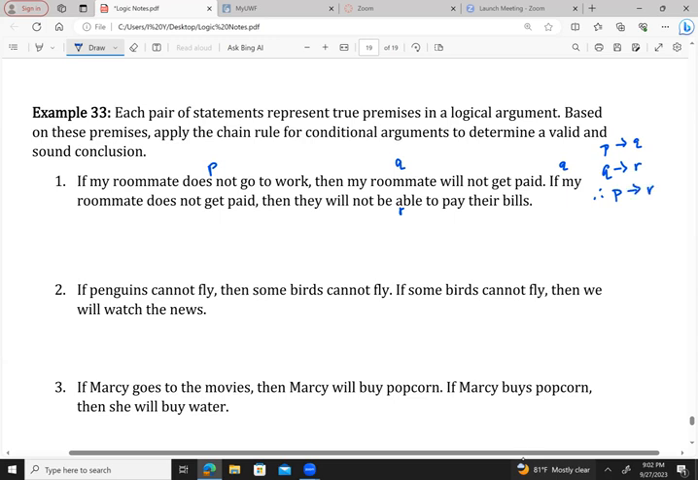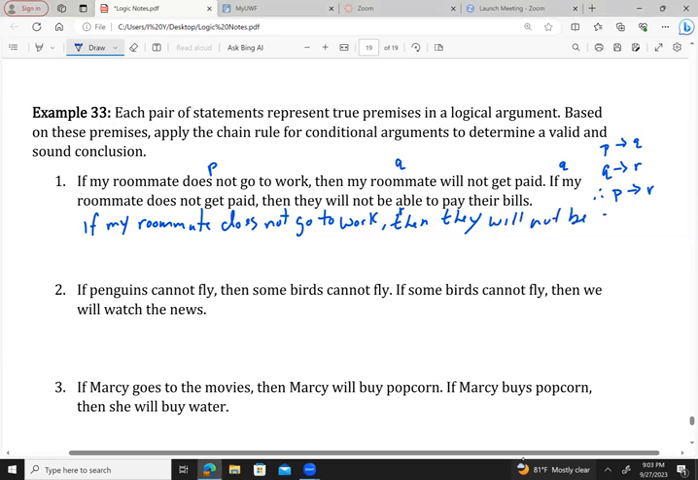I'm looking at P, if my roommate does not go to work, then this is R now. They will not be able to pay their bills.